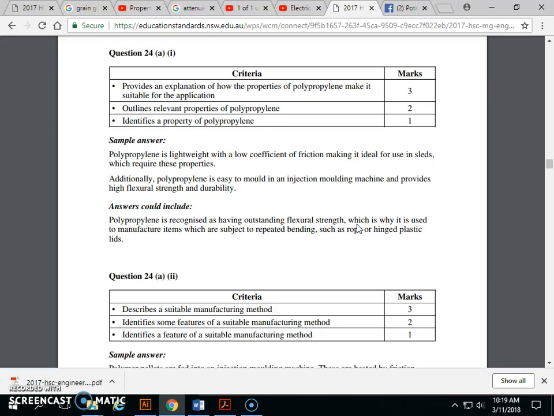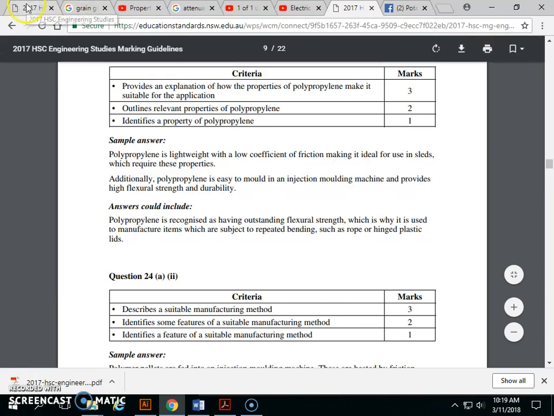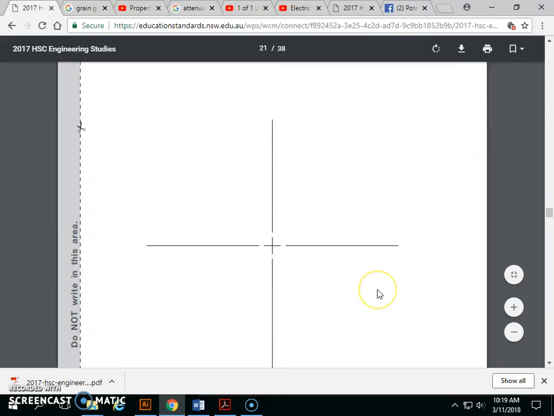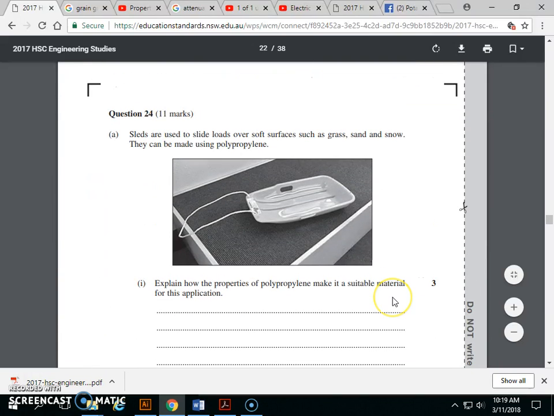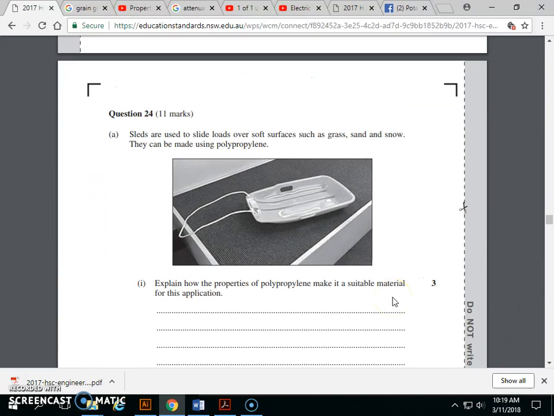Polypropylene is lightweight with a low coefficient of friction, making it ideal for use in sleds, which require these properties. Oh, sorry, this is not a question, this is the answer. Okay, we've got a sled. Explain how the properties of polypropylene, which is the number 5 plastic, make it suitable for this application. Okay, so explain, we're talking about cause and effect.